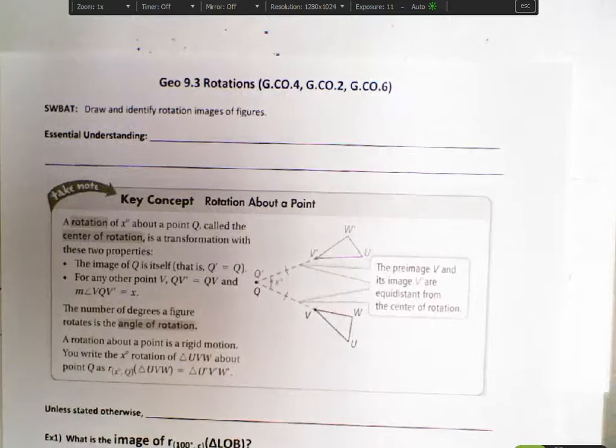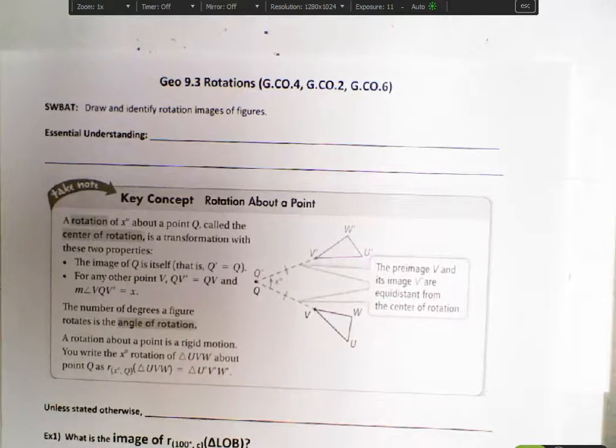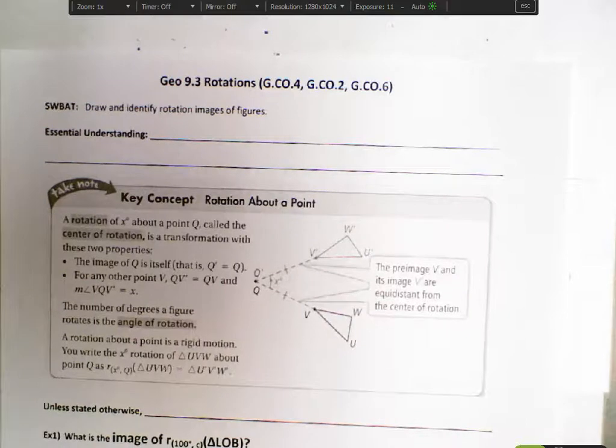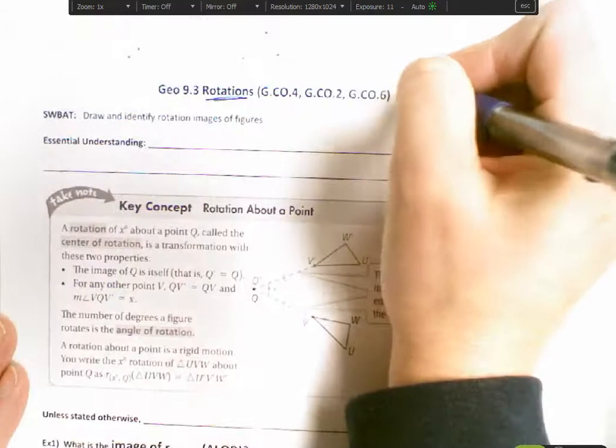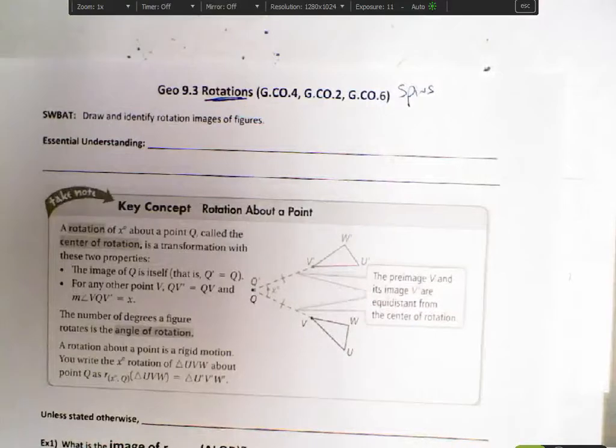Okay, let's get started. So far we've taken a look at translations, which just means sliding around, movements, not doing anything other than shifting left, right, up, and down. Then we looked at reflections, which reversed our orientation because we reflected or flipped it over a given line. And today we're going to take a look at rotations. So rotations are our spins. So we're going to spin it around a fixed point. So let's take a look.